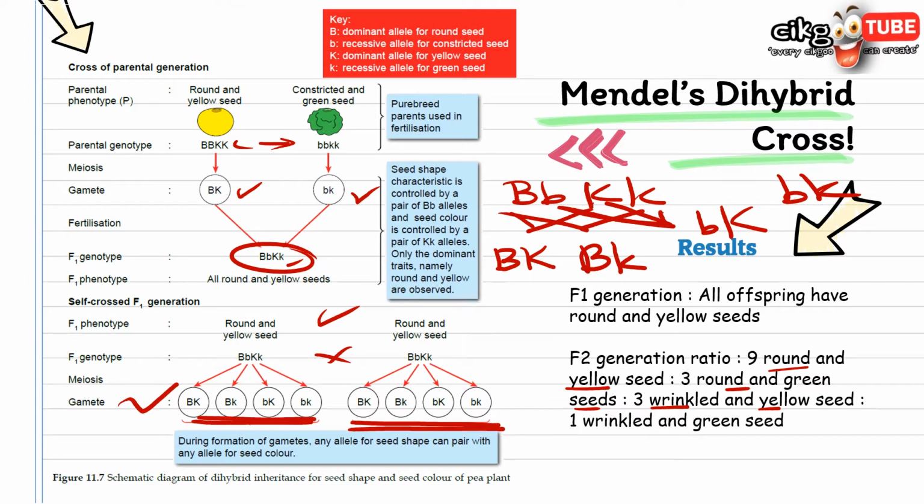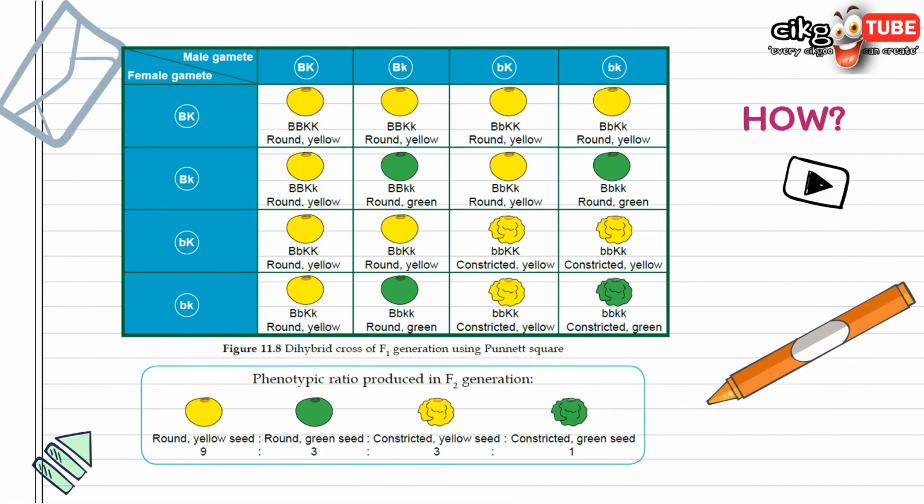Parental genotype. So now when they undergo fertilization, we definitely have to use the Punnett square. How do we use the Punnett square? From here you can have a look. All the gametes from the female and from the male are actually the same thing, but when we cross them, you will get different results. So this and this, you get round and yellow. This is homozygous dominant. Here you get homozygous dominant for round seed and heterozygous for yellow seed.